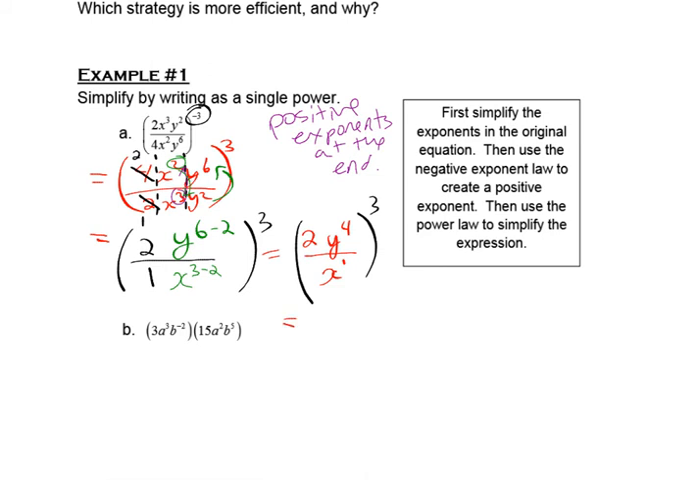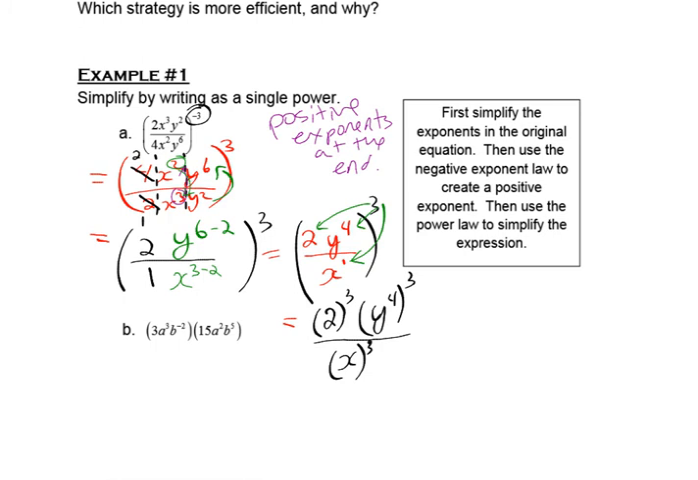I have to apply this 3. There's no adding and subtracting, so we're good here. That 3 has to apply to the 2, to the y, and to the x. I'm going to write those out. We've got 2 to the 3, y to the 4 to the 3, x to the 3.